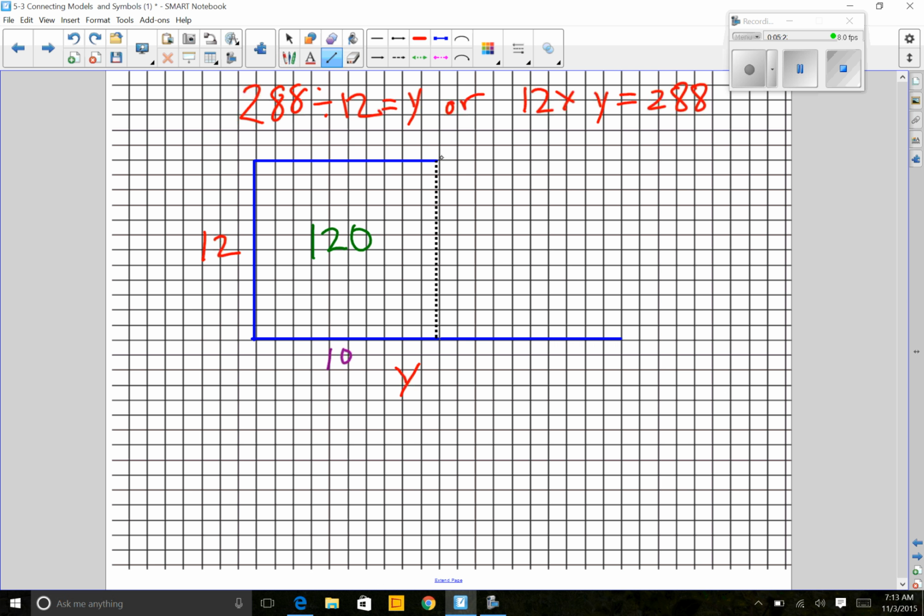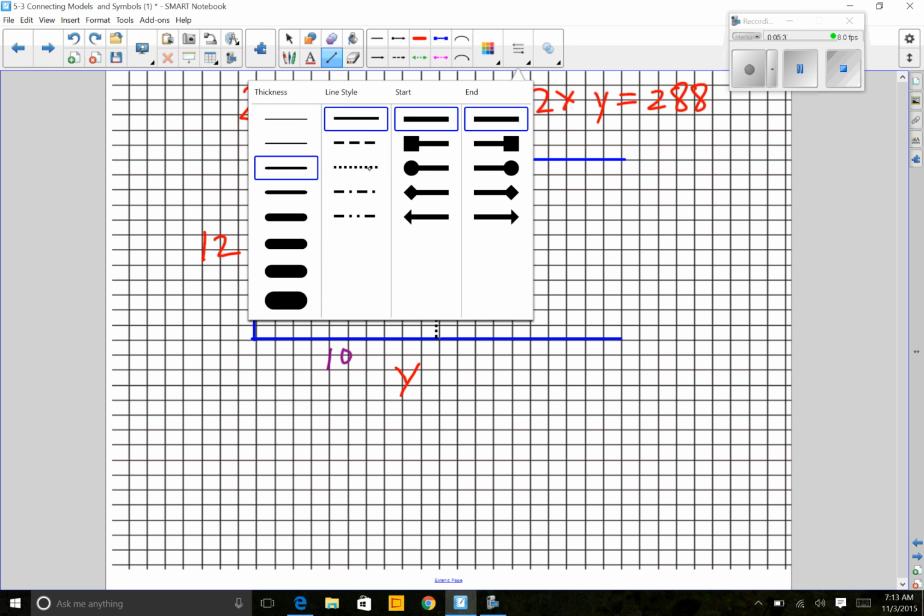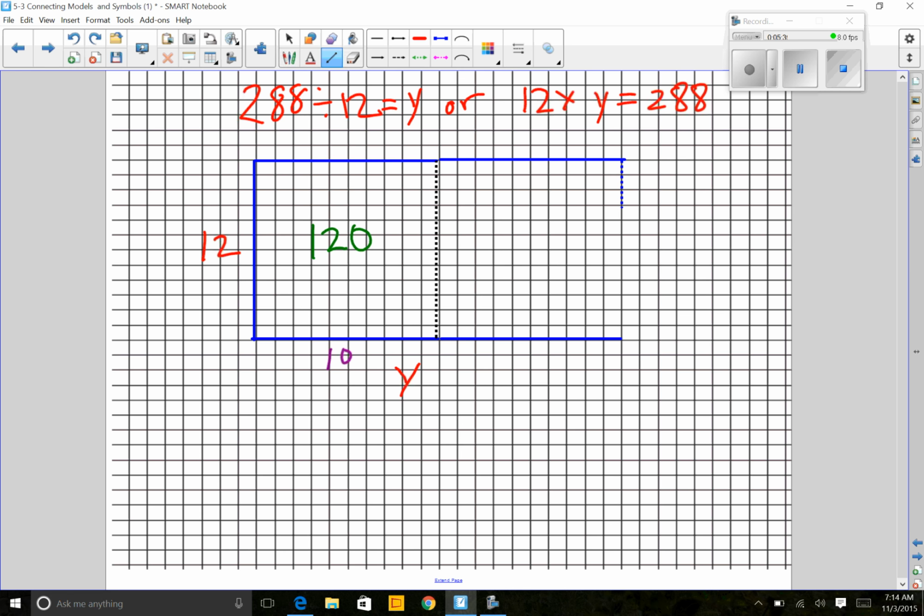We'll do the same thing up at the top. That's not a very good line. Let's redo that. Okay. And then again, I'm going to put in my dotted line. And I've broken off another 10. So now we've got another 120. So I've got 120, I've got 120.